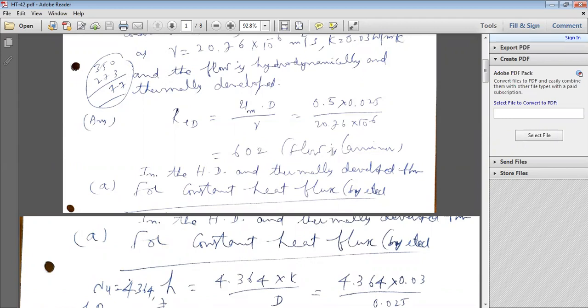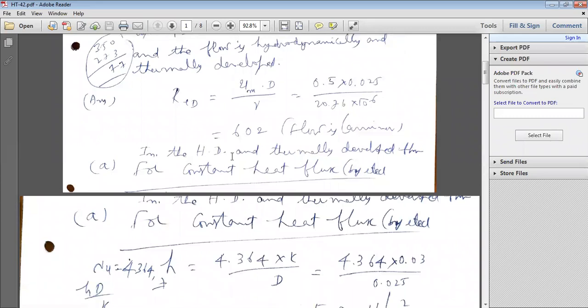Hence, you can know that the flow is laminar, because the Reynolds number, around 600, is less than 2000. So in the hydrodynamically and thermally developed flow, how do you calculate for constant heat flux?